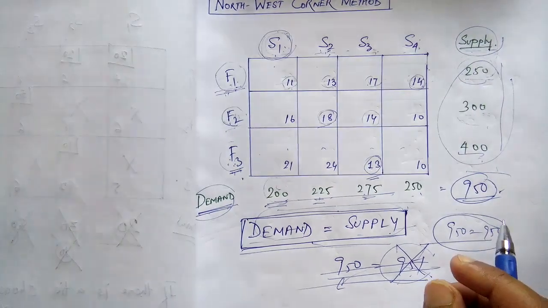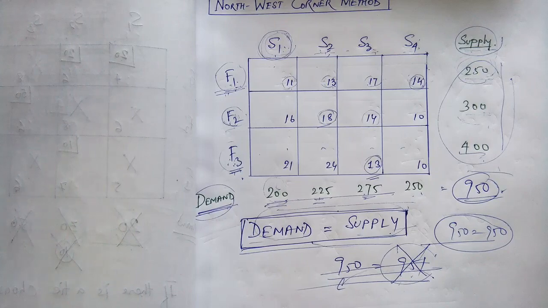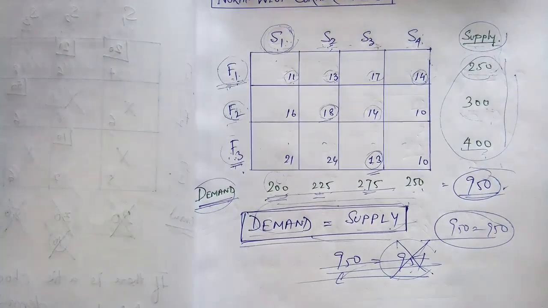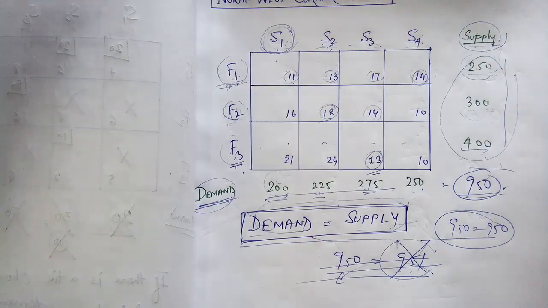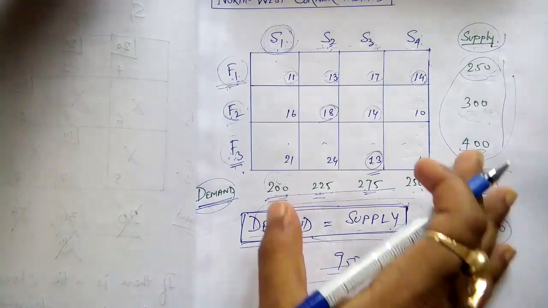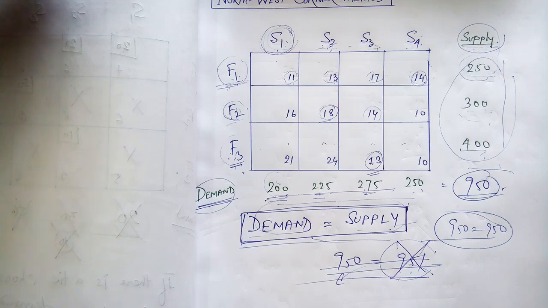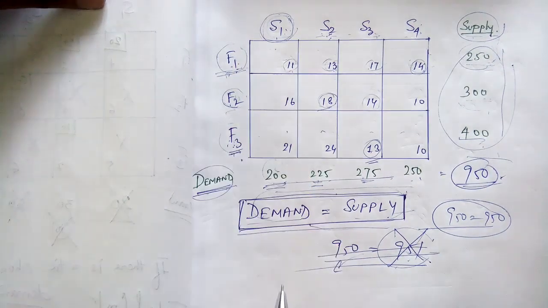But my dear friends, in real life it may not happen that demand is exactly equal to supply. This assumption is taken for the simplicity of the problem. Now let's try to solve the problem. Why are we solving this problem? To find the minimum cost of transportation, the total cost. Let's use the northwest corner method.